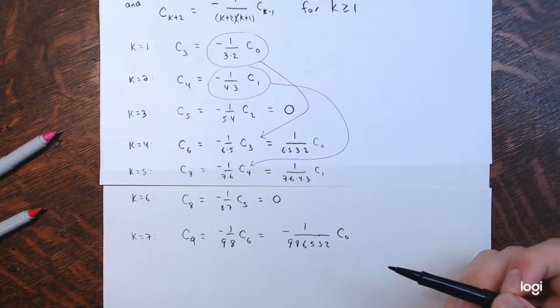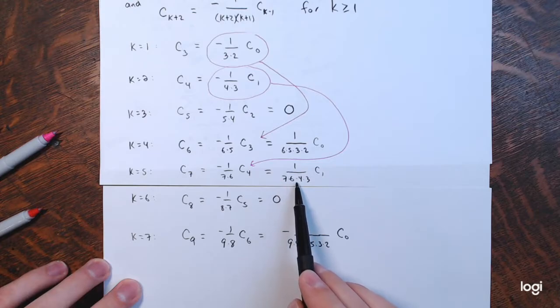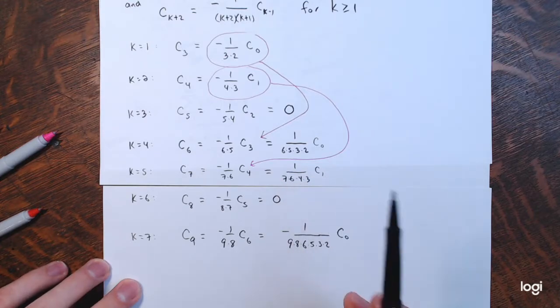Alright, so I'm seeing something here, right? We're missing every third factor. 7, 6, 5, 4, 3, 2, 1. Here, 5, and then 4, 3, 2 is missing.